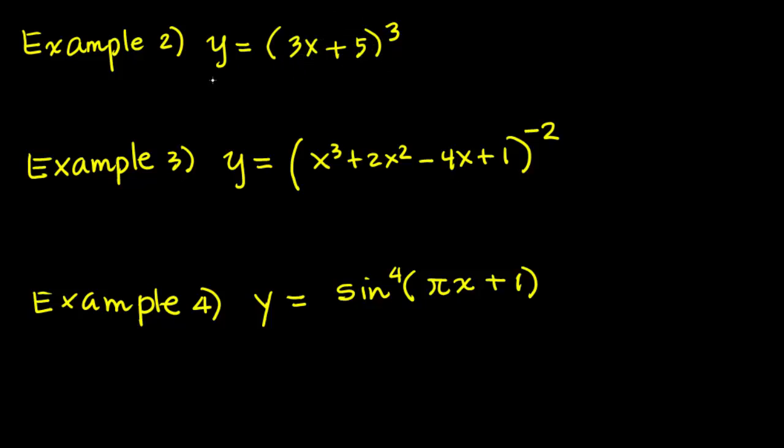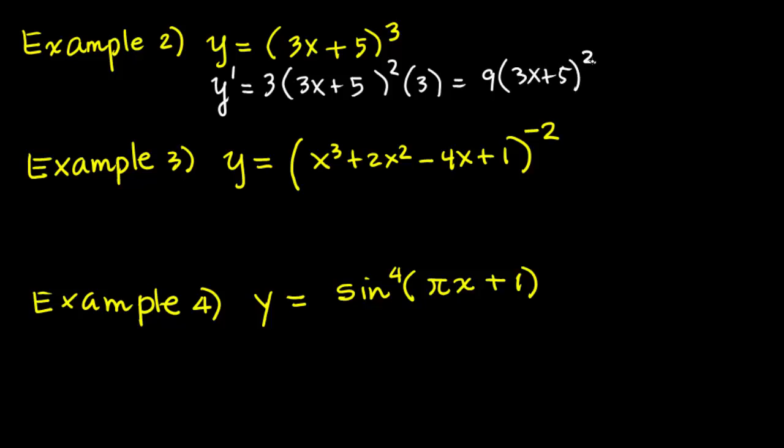Okay? So what is y prime? So the whole thing is you take the big picture, and then you take the derivative of the big picture, and then you keep going inside into the embeddings. So it's 3 times whatever was the argument, 3x plus 5. And then we don't stop there. Then we multiply by the derivative of the inside. What is the derivative of 3x plus 5? It's just 3, plus the derivative of a constant is 0. So that becomes 9 times 3x plus 5 whole thing squared.